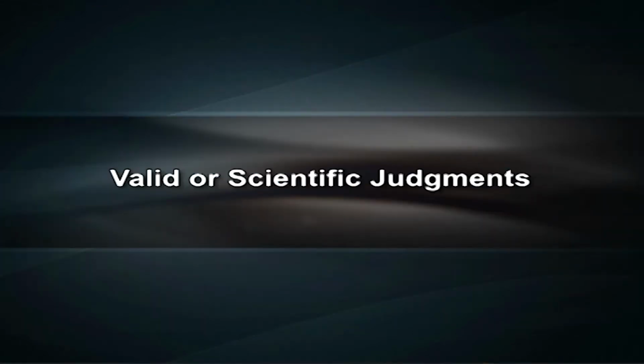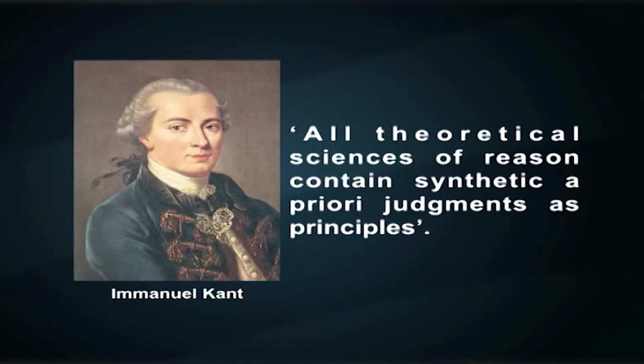Valid or scientific judgments. Here we have learned about synthetic and analytic statements. We have also learned about a priori and a posteriori judgments. But what is the nature of valid or scientific judgments? Scientific principles should add to our knowledge. Hence, they must be synthetic, but they should be certain and beyond doubt. Hence, they must be a priori. For Kant, all theoretical sciences of reason contain synthetic a priori judgments as principles.